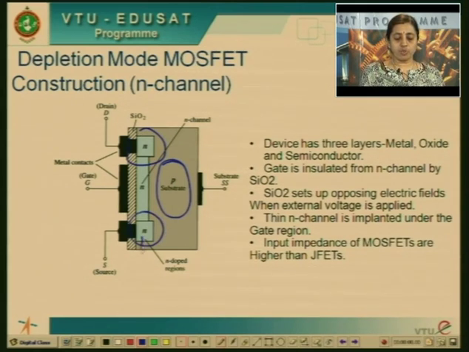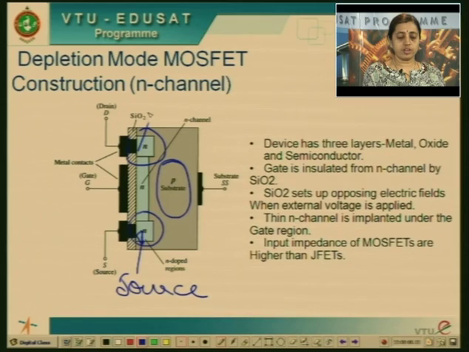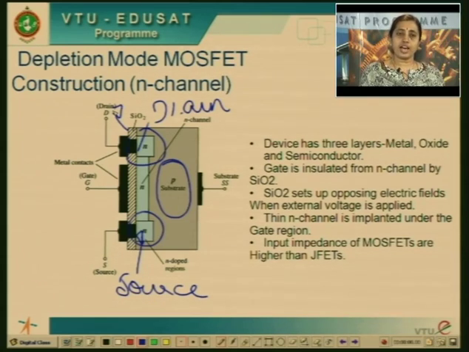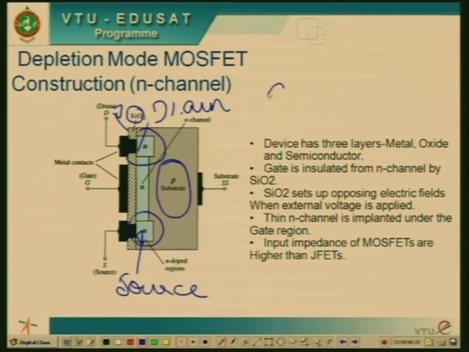So, one N-type region will be called source, the other N-type region will be called drain. Now, the entire P substrate, the entire device, will be coated with silicon dioxide material. Silicon dioxide is grown on the entire p-type substrate and this serves as a good insulator.